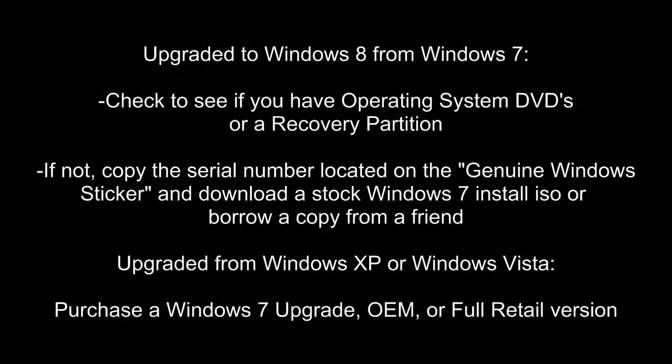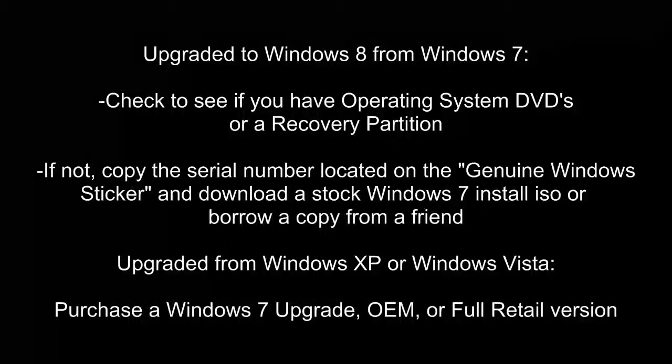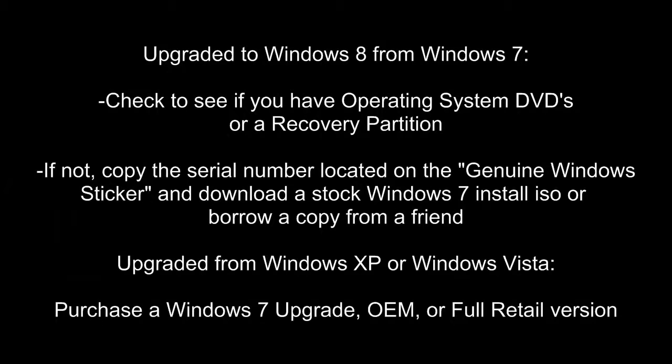If you previously upgraded to Windows 8 from a different Windows operating system and you want to go back, the first thing you're going to want to do is see if your computer came with operating system DVDs or a recovery partition. You're going to want to consult any manuals that came with your computer for directions on that.